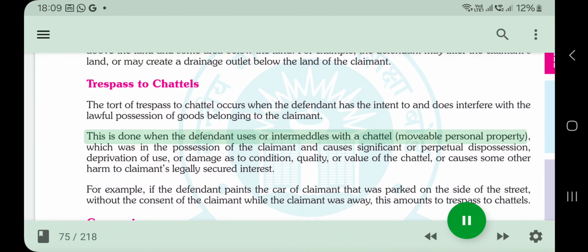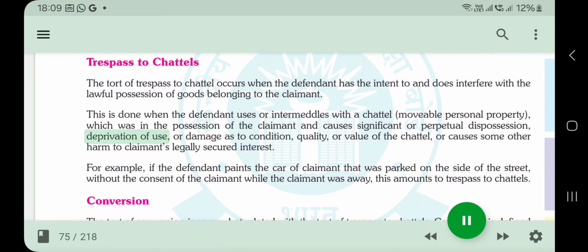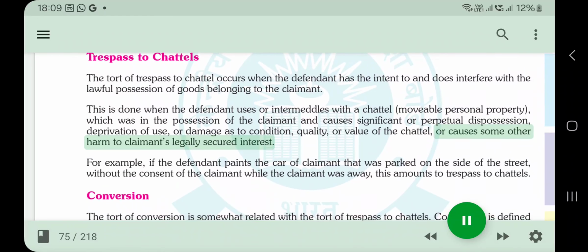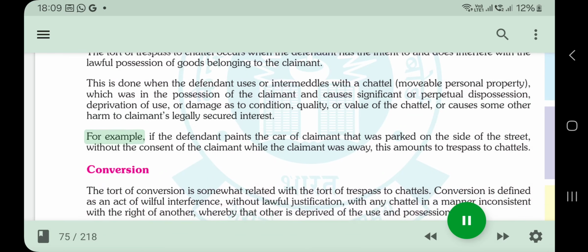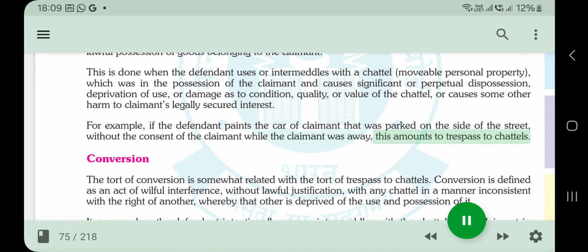This is done when the defendant uses or intermeddles with a chattel, movable personal property, which was in the possession of the claimant and causes significant or perpetual dispossession, deprivation of use, or damage as to condition, quality, or value of the chattel, or causes some other harm to claimant's legally secured interest. For example, if the defendant paints the car of claimant that was parked on the side of the street, without the consent of the claimant while the claimant was away, this amounts to trespass to chattels.